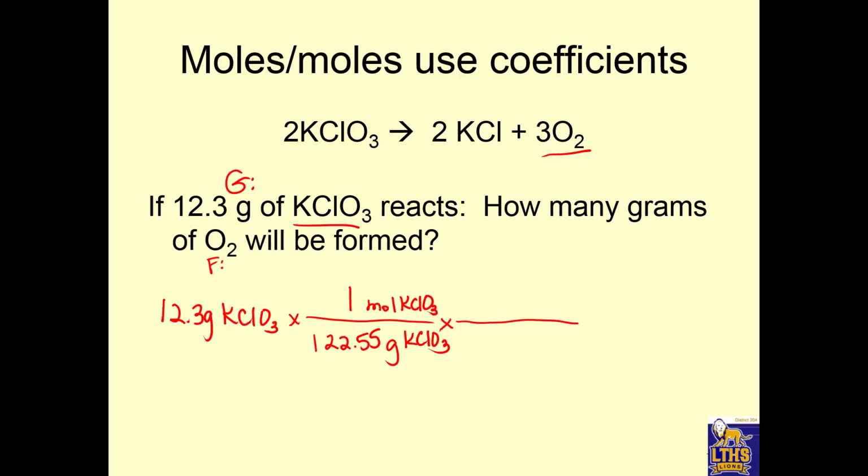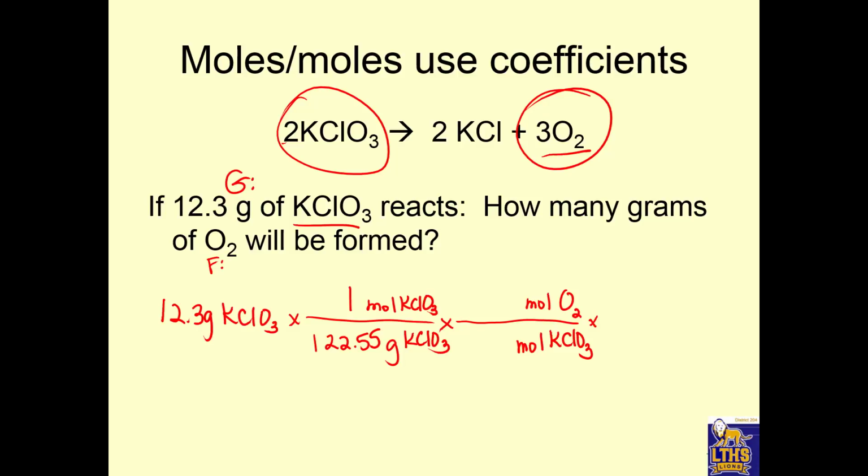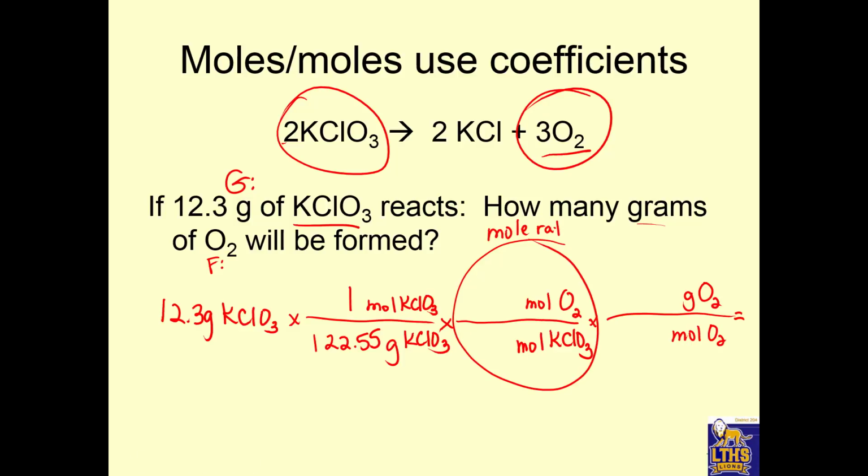Now that I have moles, I can use these coefficients to change these into these. So I would put moles of KClO3 on the bottom because I want to get rid of it. Change it into moles of O2, put that on top. Okay. And then if I want to find grams, I have to change moles of O2 into grams of O2. So we're using conversion factors. We've got to let the units guide us. And this is the important step. This step is called the mole ratio. Mole ratio. And the place you get the numbers for the mole ratio are the coefficients. So that's why I have to label these.